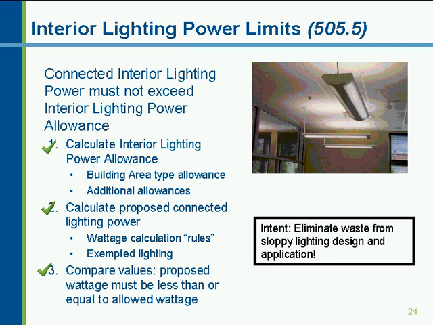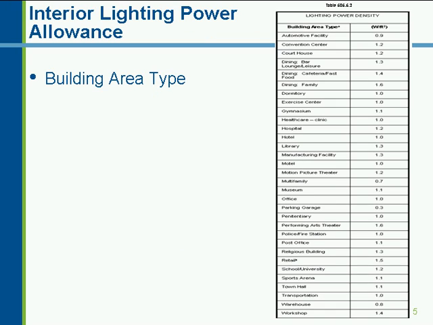So like it notes here, you calculate your power allowance based on a building area type with some additional allowances. You calculate your proposed wattage. You have to follow some wattage rules when you do this, and we'll discuss those. And there is some exempted lighting as well that you don't have to count. Then you compare these two numbers, and you'll determine if you comply or not. So let's go into that with a little more detail.